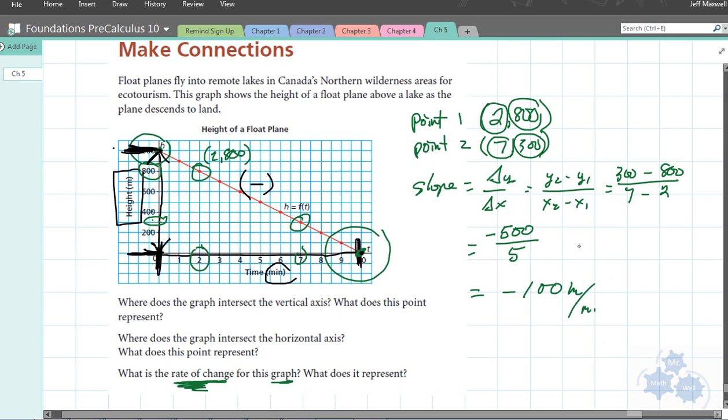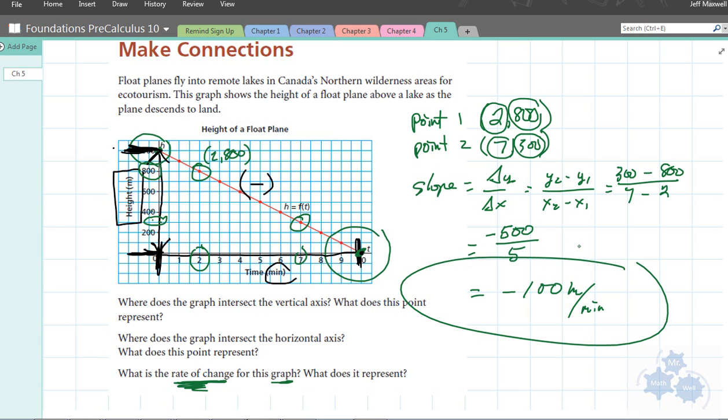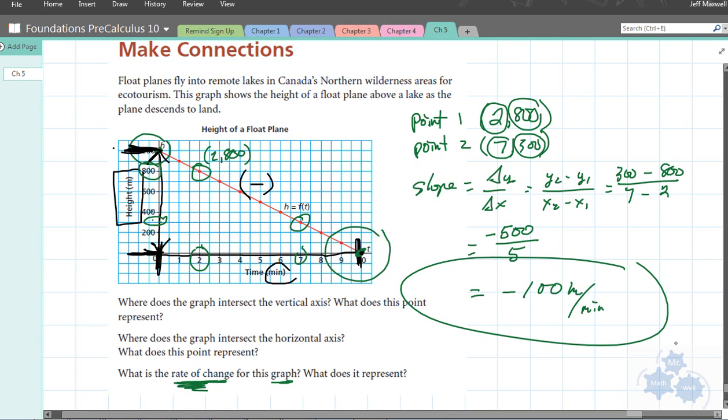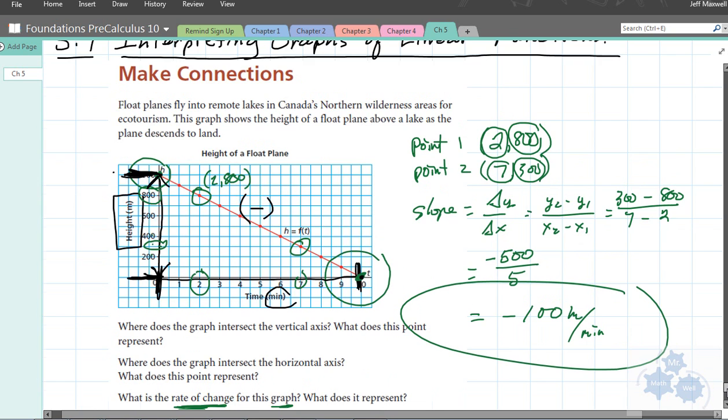So you should get the same answer. It doesn't matter which 2 points you take. If it's a straight line, you should get the same slope. Okay? Good? Okay, so that's kind of step one. That's a big part of this lesson here for today.